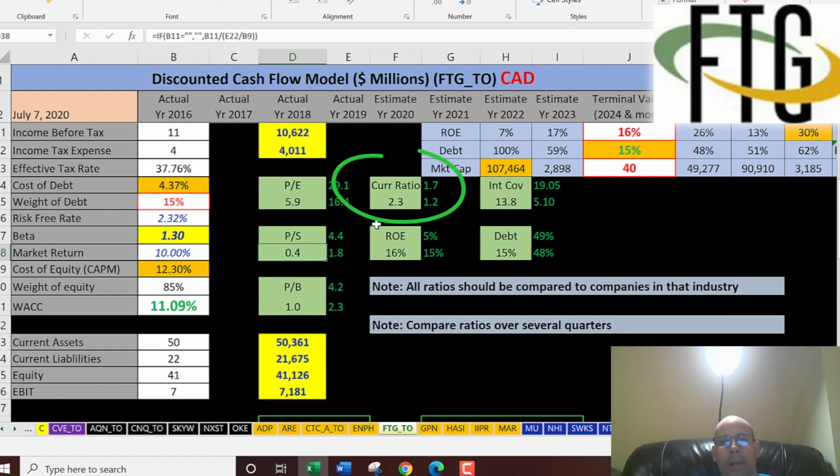They have a current ratio of 2.3. That's okay. They can cover their current liabilities, no problem. ROE is 16%. That's income over equity. That's decent. Interest coverage ratio is 13.8. They can easily cover their interest payments, and only 15% debt.